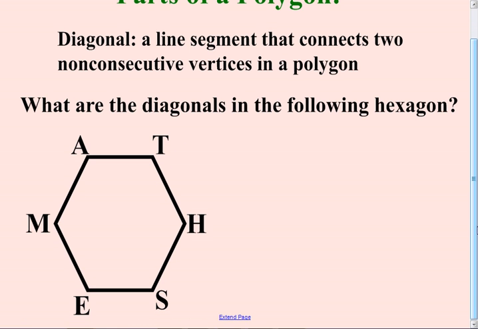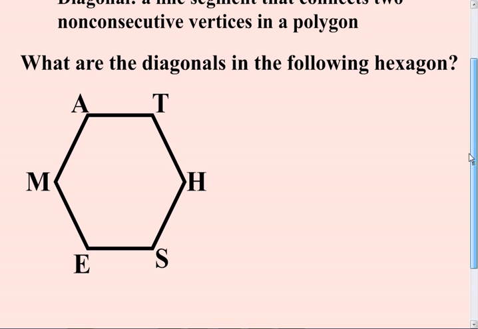Now, why diagonals are talked about now, I don't know. We've been talking about diagonals. But diagonals do not draw to their neighbors. They don't go to the consecutive vertices. So if I draw the diagonal from A, I'm not going to do A to M or A to T. A diagonal has to connect vertices that are not right next door. So from vertex A, there's 3 diagonals I can draw.